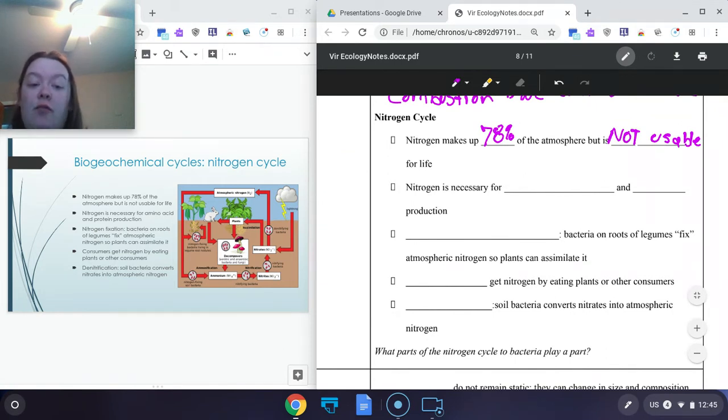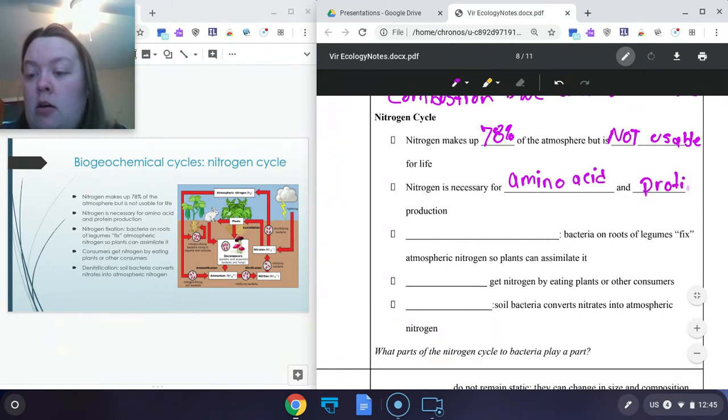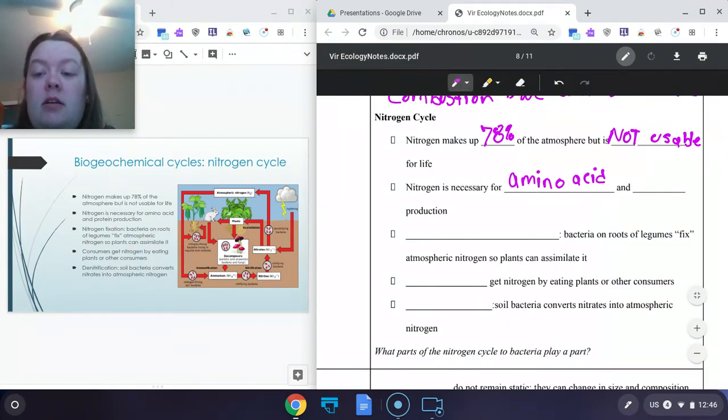But nitrogen itself is necessary for amino acid production. Amino acids are going to build proteins. Our proteins, P-R-O-T-E-I-N, our proteins have nitrogen in them, and therefore we do need nitrogen to survive. But we do not get our nitrogen from the atmosphere. We get our nitrogen from other organisms that we eat, and we're going to talk about how that works here in a minute.